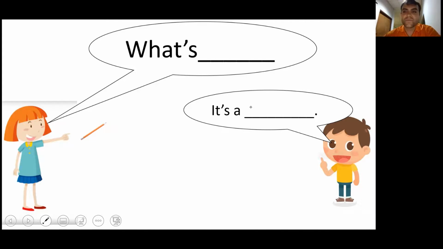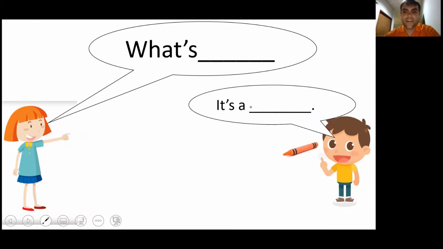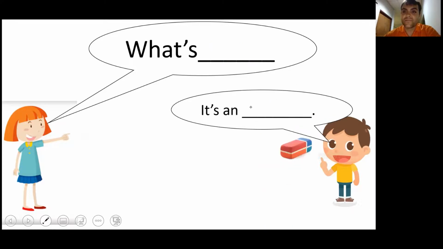What does she say now? Right. She says, what's this? And then he says, it's a pencil. All right, now what does she say? She says, what's that? And then he says, what does he say? Right, he says, it's a crayon. All right, now what does she say?